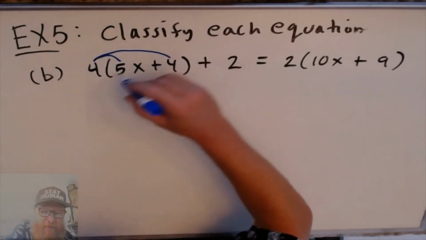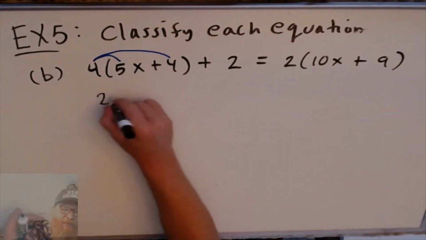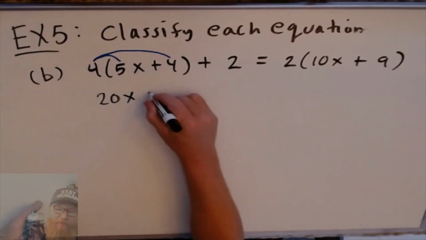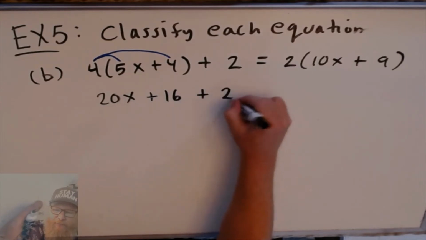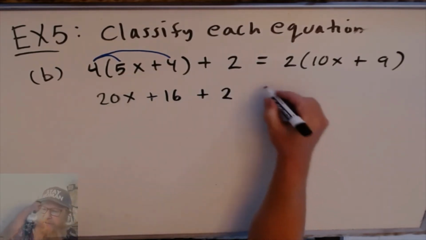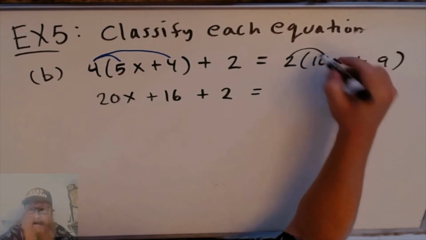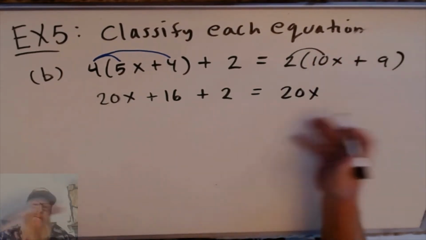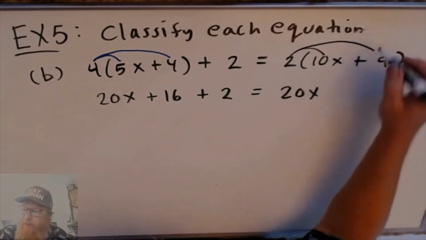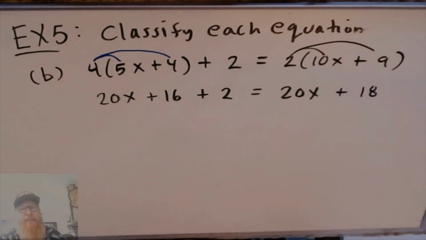So 4 times 5 is 20x. 4 times 4 is 16. Bring down the plus 2. We'll do that in the next step. 2 times 10 is 20x. That's getting 20x again. 2 times 9 is 18.